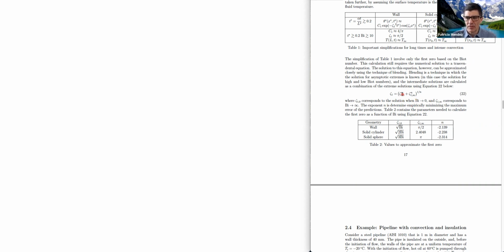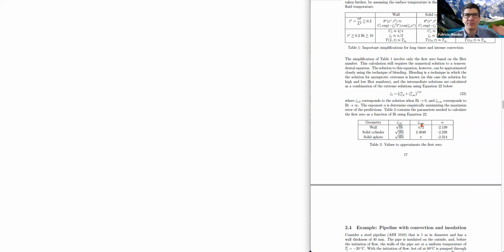So what is the value at infinity? I gave it to you already. Zeta 1 at infinity is either pi over 2 for the wall, 2.405 for the solid cylinder, or pi for the solid sphere. That's what you have for infinity.